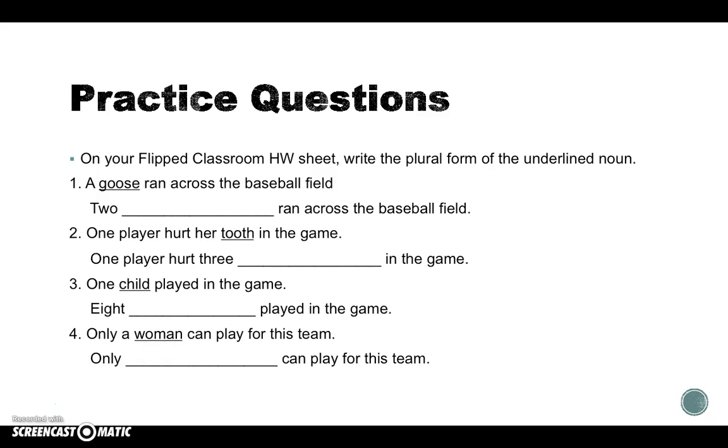So number 1, a goose ran across the field. But you need to make goose plural. Hint, it's not gooses. Same thing with 2. You have to make tooth plural. Hint, it's not tooths. Then child, which we talked about, and woman, which is a lot like man. Pause the video if you need extra time to read the questions.